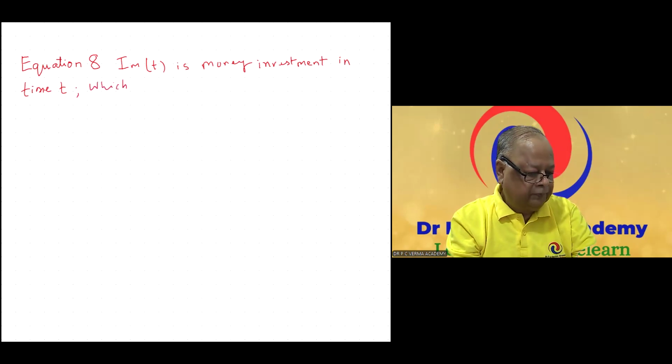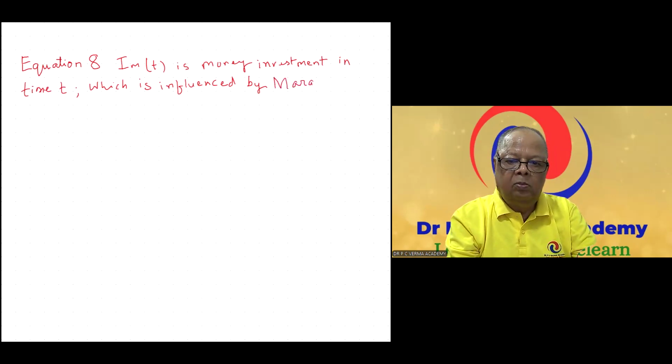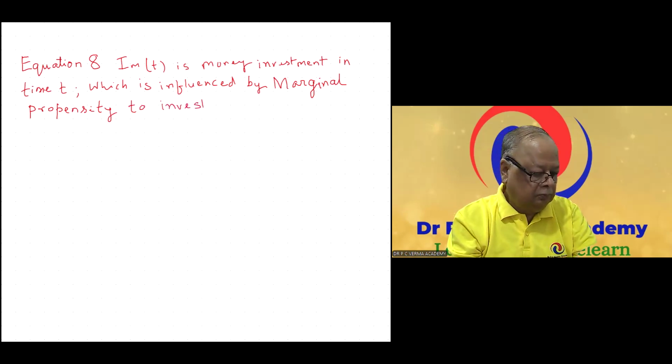Which is influenced by marginal propensity to invest in money term.